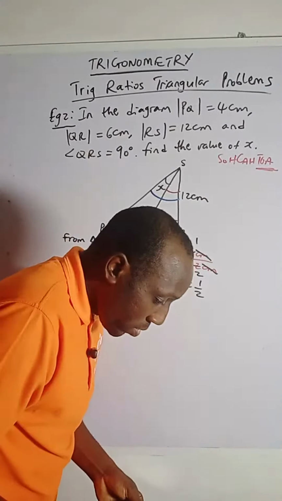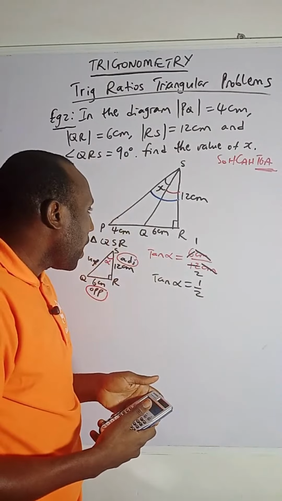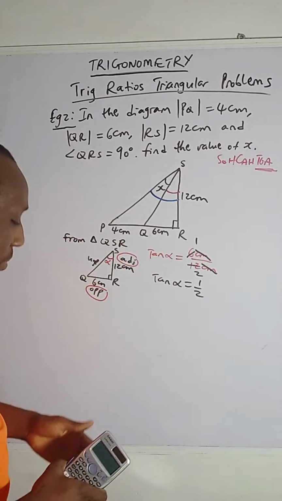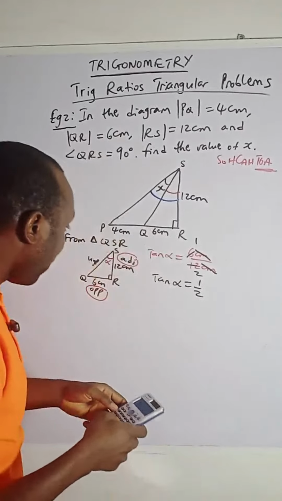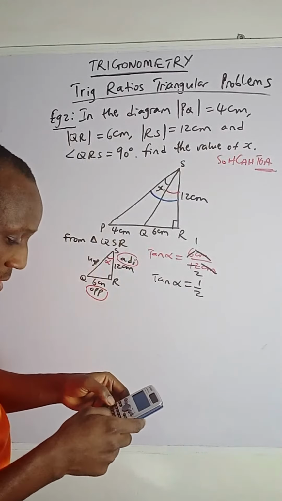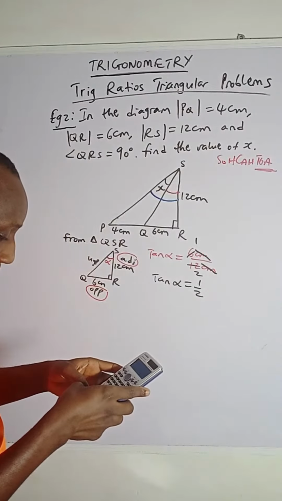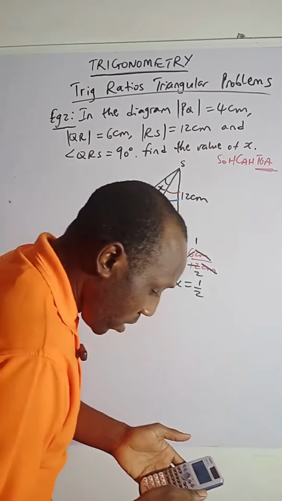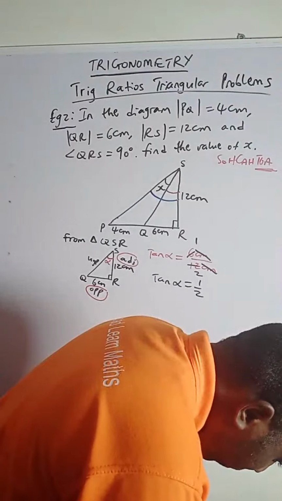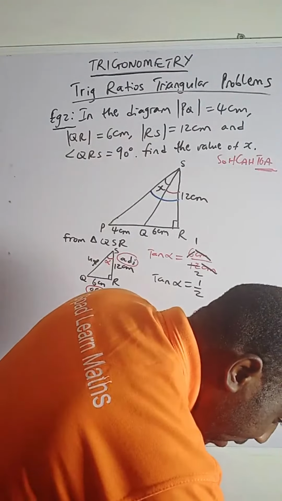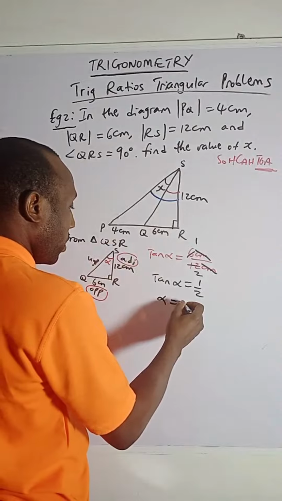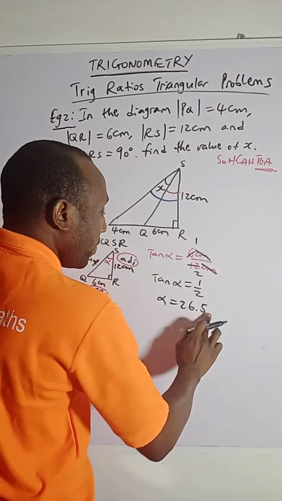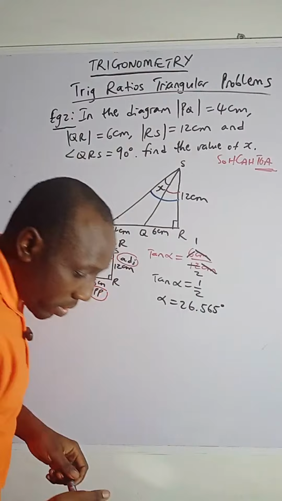Tan inverse of 1/2. I hope you're okay with this. Opposite over adjacent. Okay, let me just confirm it here. The tan inverse of 0.5 is 26.56, or 26.57. So alpha is equal to 26.57 degrees. Don't worry, let's just leave it like this first. So we've gotten our alpha.